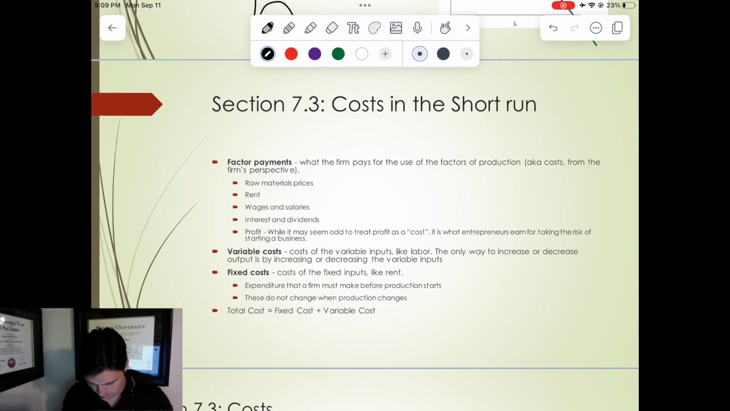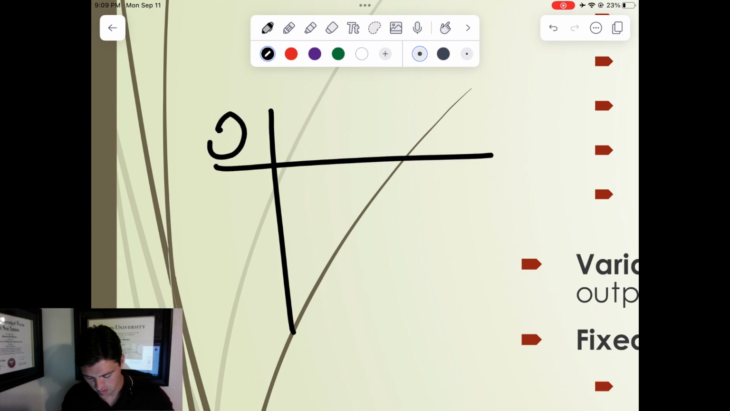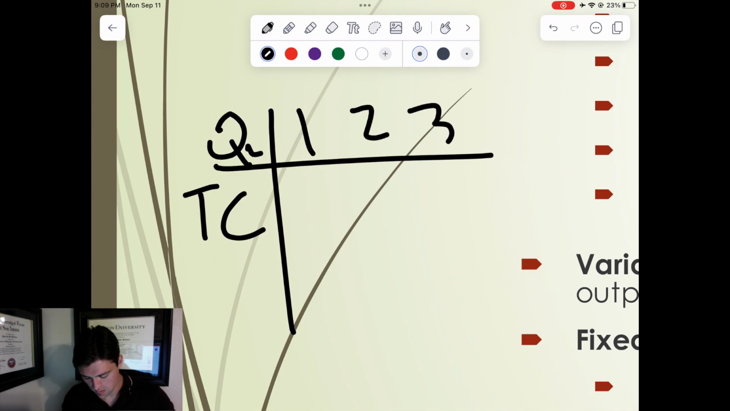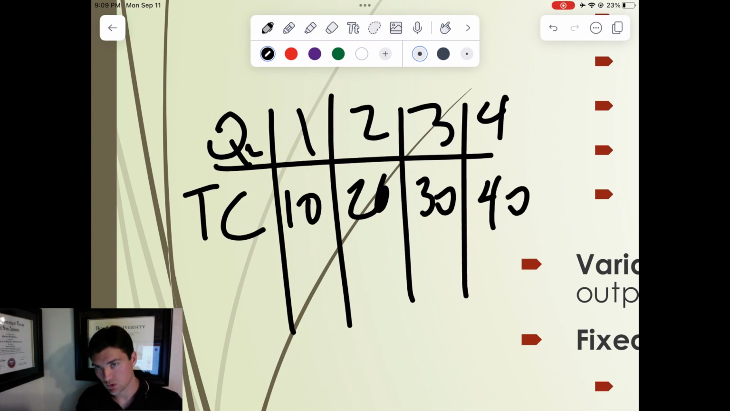So variable cost. So if I had a chart here and I had quantity of labor, and then I had my total cost, 1, 2, 3, 4. All right, let's say it's 10, 20, 30, 40. Now you're probably thinking like, well, the marginal here is the same, and that's true, right? The marginal here would be 10 because you're increasing by 10 each time, but the total variable cost, right? The variable cost is increasing. And if you're still confused about that, let me tell you about fixed cost.